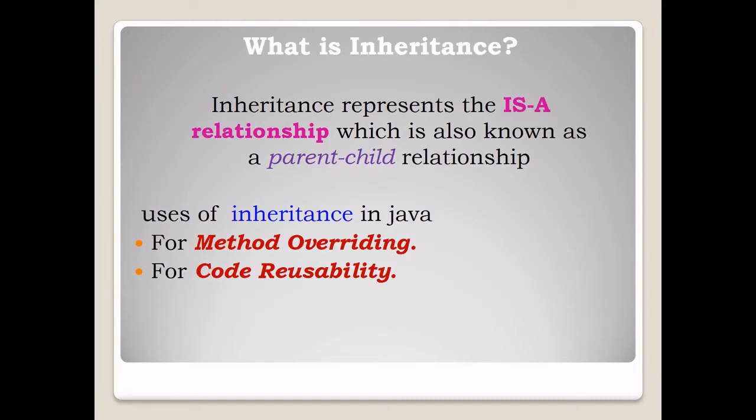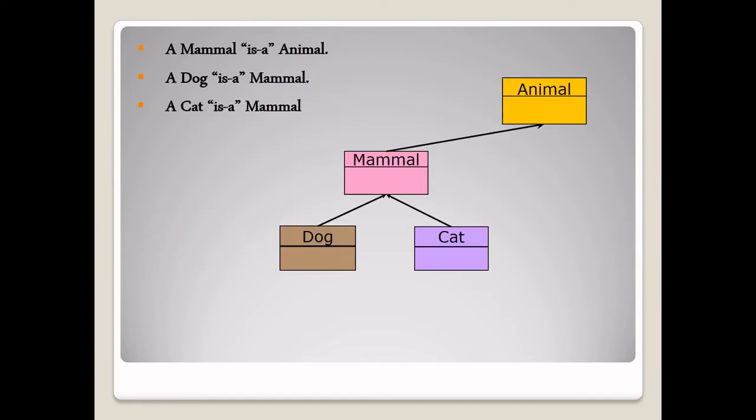Next, we move on to what is inheritance. Inheritance represents the is-a relationship, which is also known as a parent-child relationship. Where do we use inheritance in Java? It is used for method overriding and code reusability. In this example, a mammal is an animal, a dog is a mammal, and a cat is a mammal.